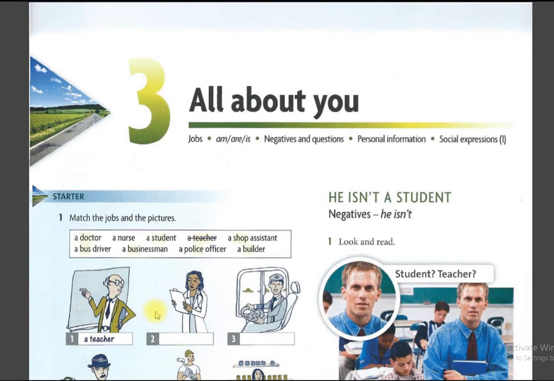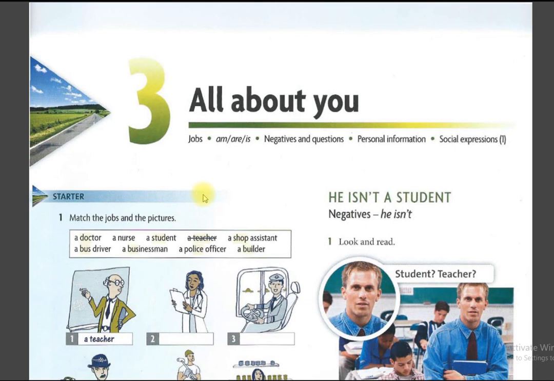Unit 3 is on page 18 and as you can see the title is "All About You". What is this unit going to deal with? Jobs. And with regard to the grammar spot: am, are, is, the auxiliary verbs, the verbs of being, negatives and questions, how to make negatives and how to form questions. Personal information. Social expressions, for communicative reasons, to help you communicate; we learn expressions that people use in society.